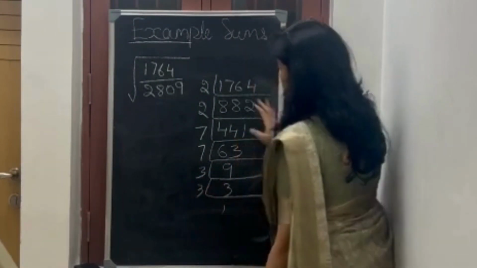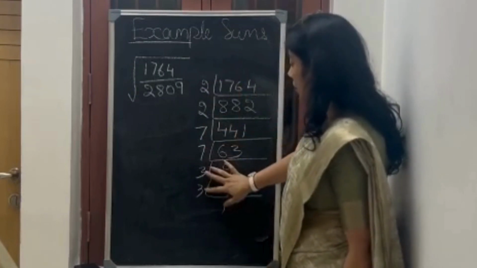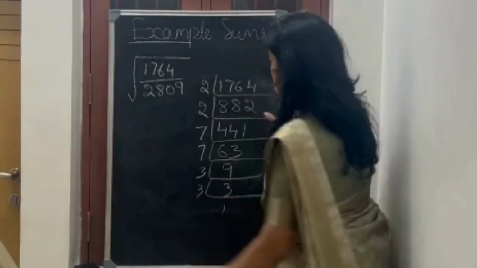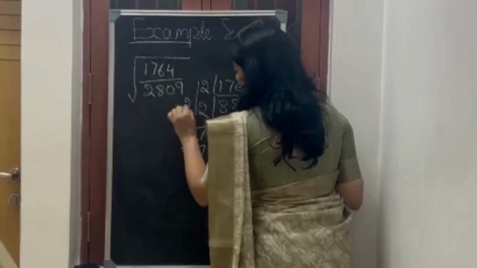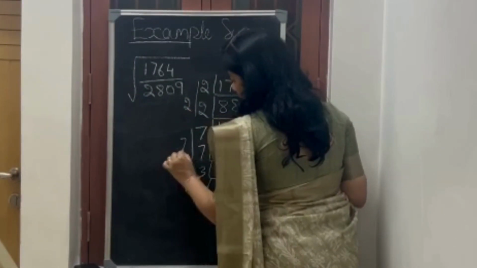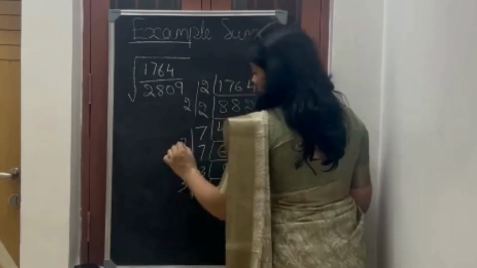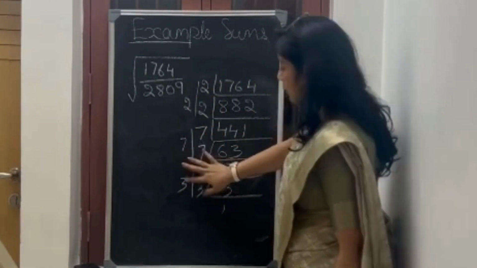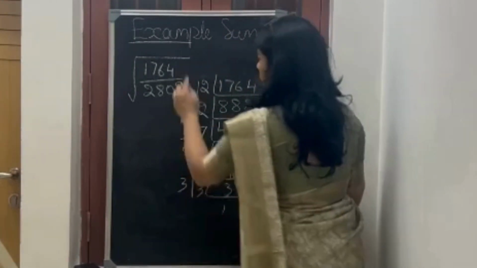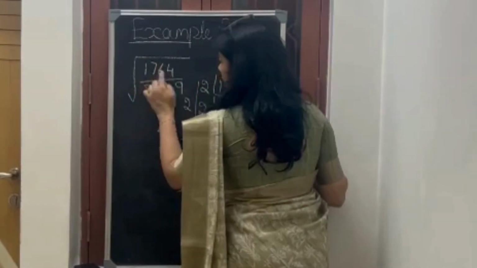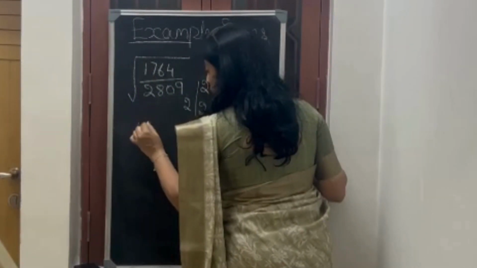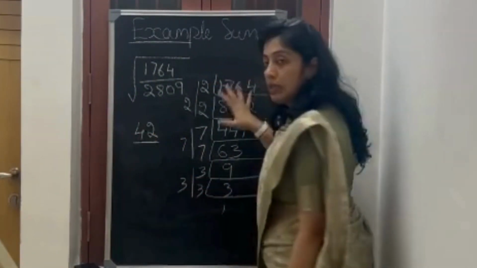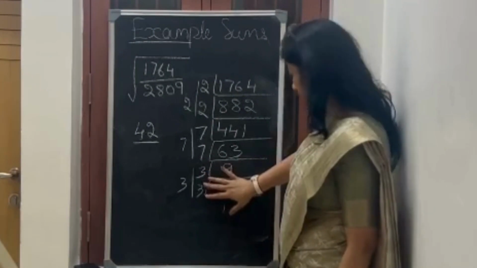Okay. Now I have 2 numbers of each digit, so I'll take one number of each pair. Now 7 2s are 14, 14 3s are 42. So the square root of 1764 is 42. Very easy method is the HCF method of square root.